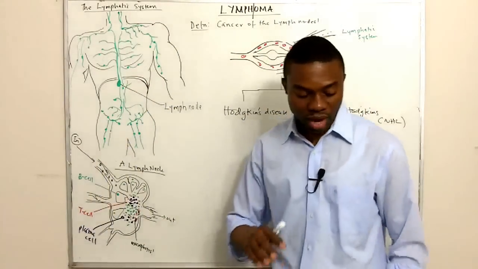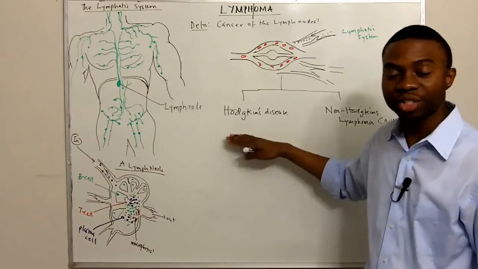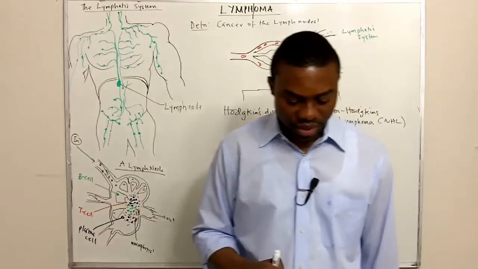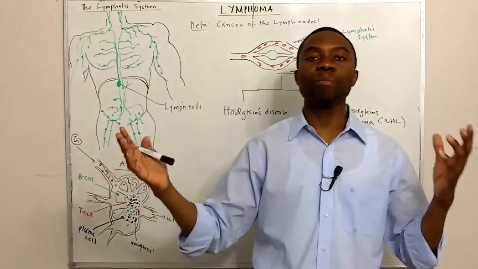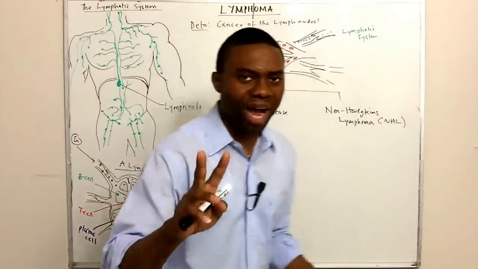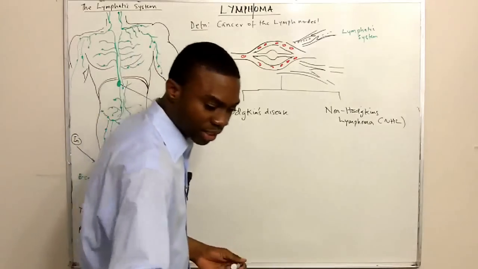Well, Hodgkin's disease often actually has a certain characteristic. It has a bimodal age distribution. What does that mean? Bi means two, modes means different age. So let's focus on Hodgkin's disease.